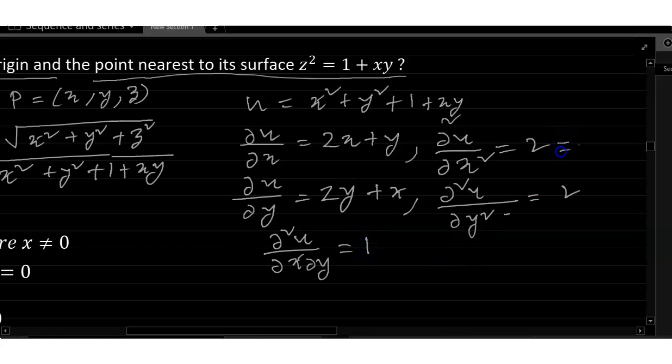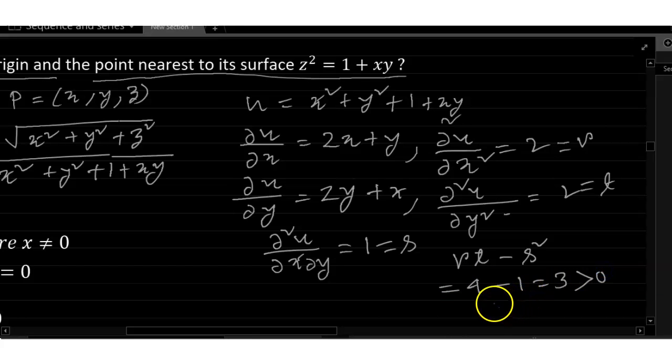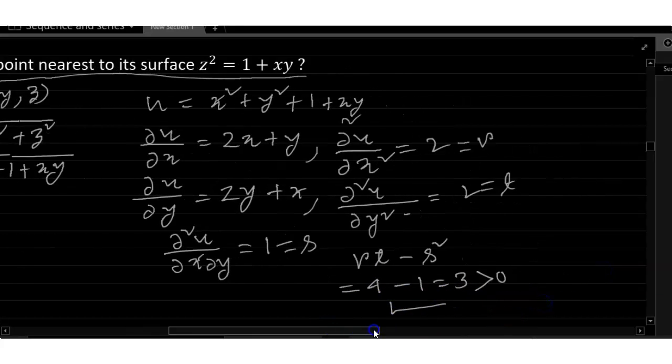So this is r, this is t, and this is s. So rt minus s square equals 4 minus 1 equals 3, greater than 0. So maximum and minimum value exist.